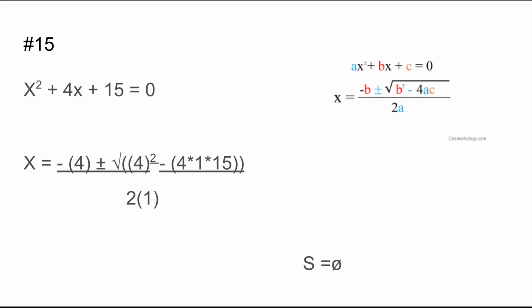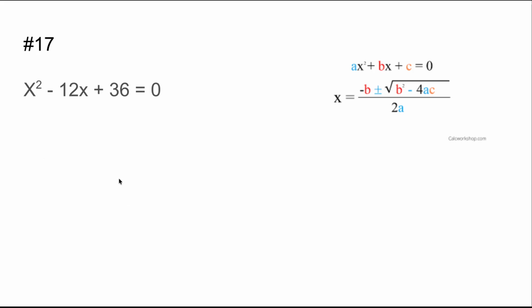Do you know why? Because 4 squared is 16, and then 4 times 15, that's 60. 16 minus 60 would be a negative number, and you cannot take the square root of a negative number. So this one has no solution.